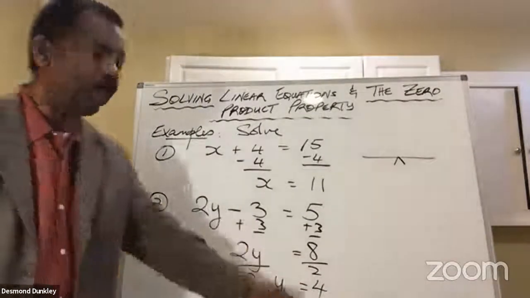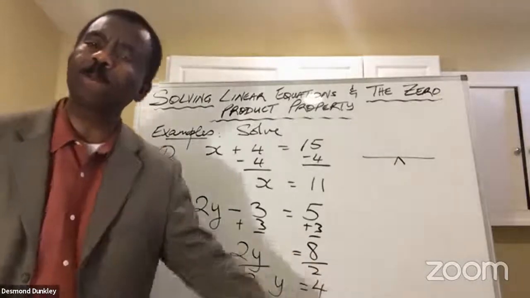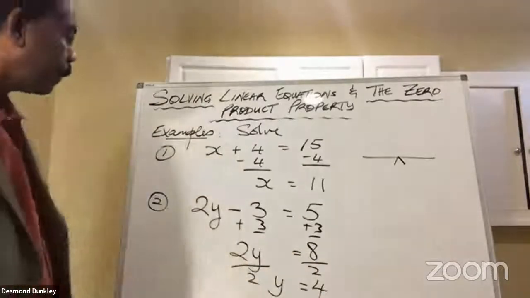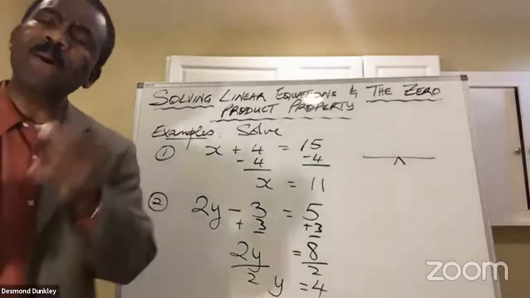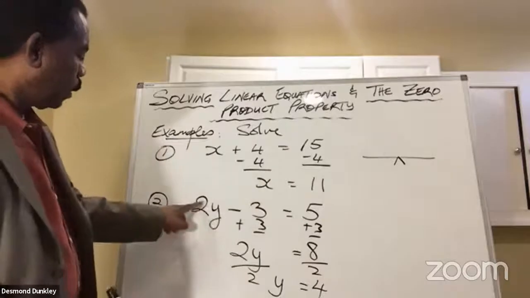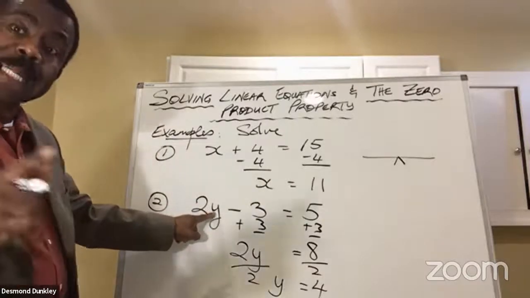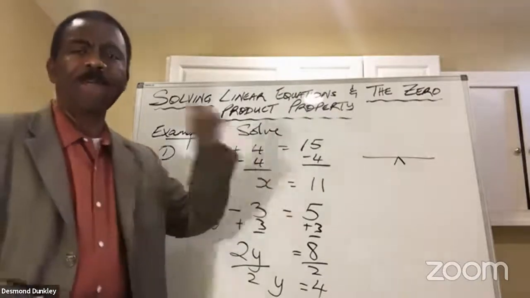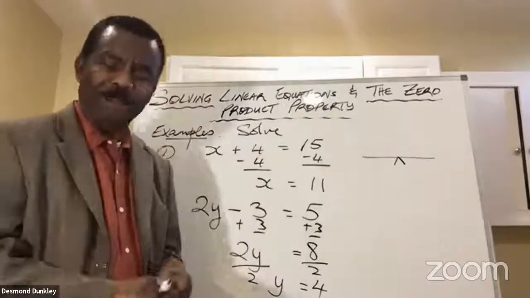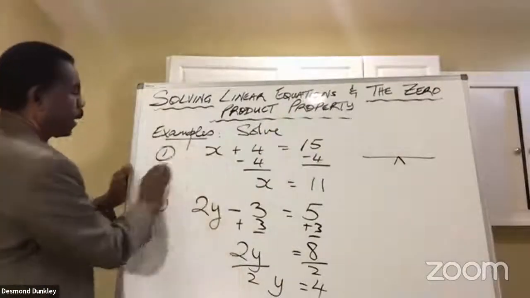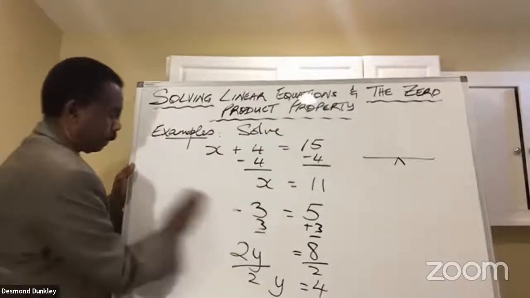So the answer to this question is y is equal to 4. Let's find out if that's really true. We do that by plugging in the value we created and see if it works. 2 times 4 is 8. Take away 3, 5. Perfect. Okay, so we have 2 questions down. Let's see if we could do something more involved.